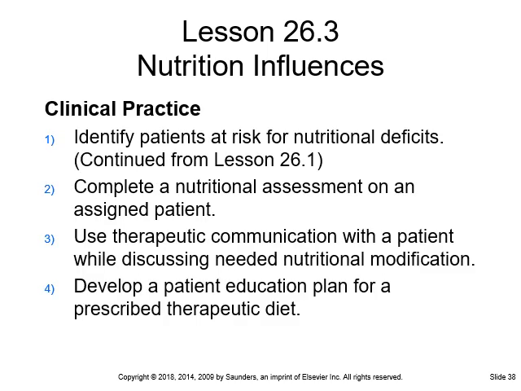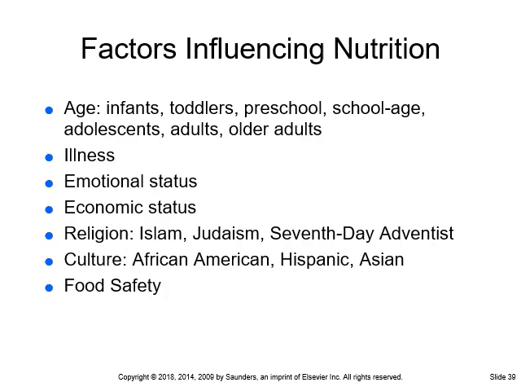In clinical practice, hopefully you'll be able to identify patients at risk for nutritional deficits, complete a nutritional assessment on an assigned patient, use therapeutic communication with a patient while discussing needed nutritional modifications, and develop a patient education plan for a prescribed therapeutic diet.